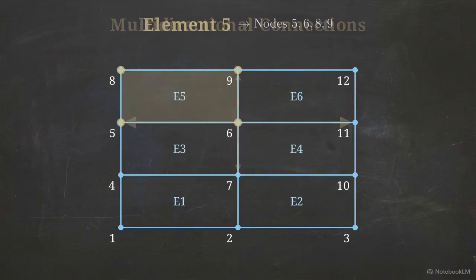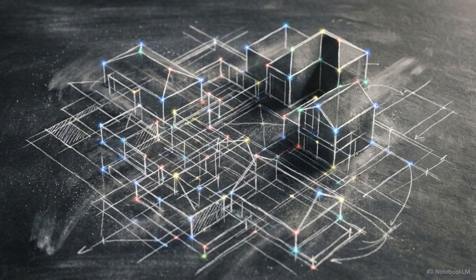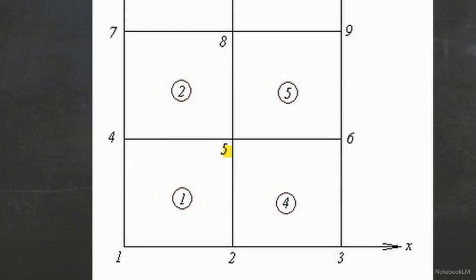In a planar 2D mesh, that clean arithmetic sequence disappears. Geometric hardcoding is no longer viable because the topology no longer follows a single path. Take this standard 2-dimensional grid, for example. We have 12 total nodes defining 6 individual rectangular elements. If we look at an interior point like node 5, it connects outward in multiple directions, linking directly to nodes 2, 4, 6, and 8.